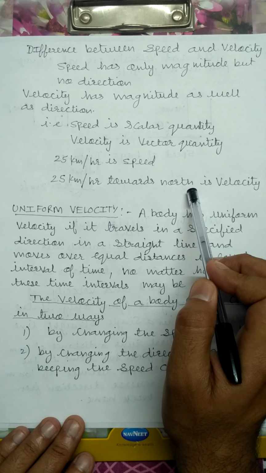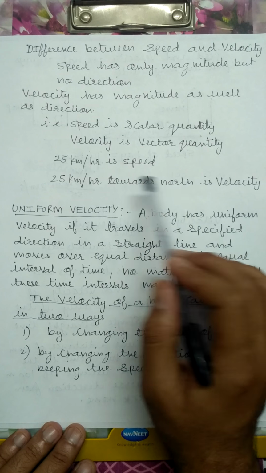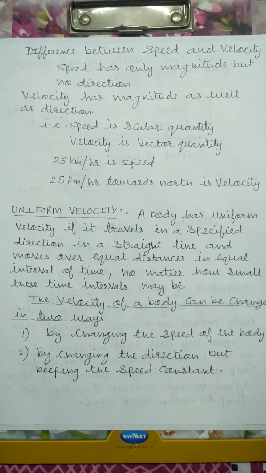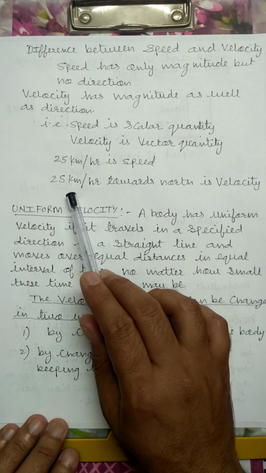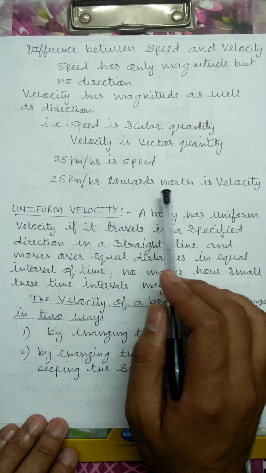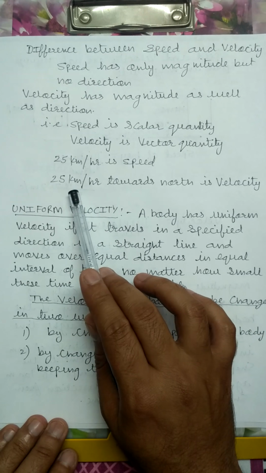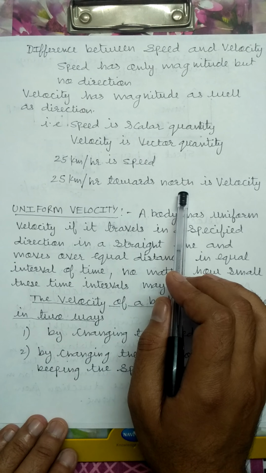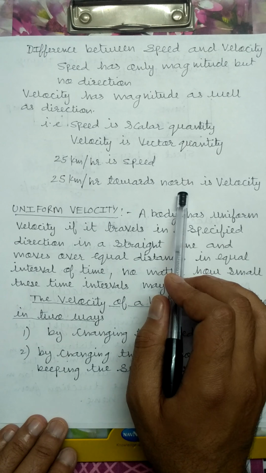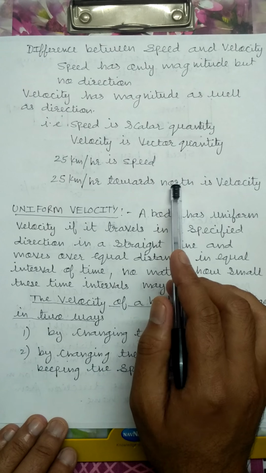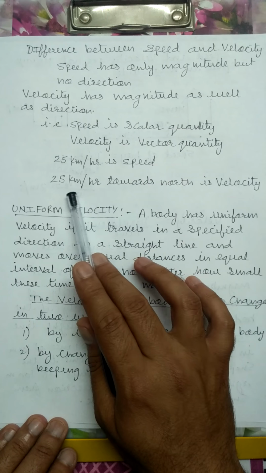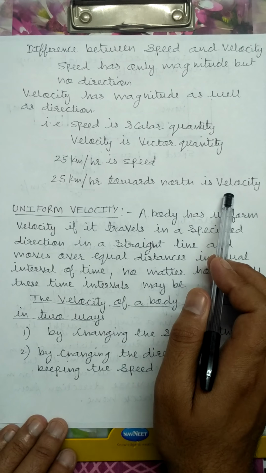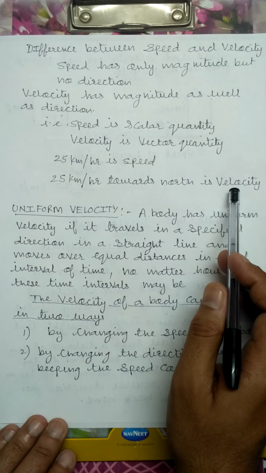If you change the direction of a moving body, irrespective of the fact that its speed is still constant, its velocity will be changed. For example, suppose this body is going at a speed of 25 km per hour in the north direction. Now without changing the magnitude, you change the direction of this body. Suppose after moving some distance, the direction of this body is changed to south. Now this body starts moving at 25 km per hour in the south direction. So we have changed the direction. So if there is a change of direction, there is a change of velocity.